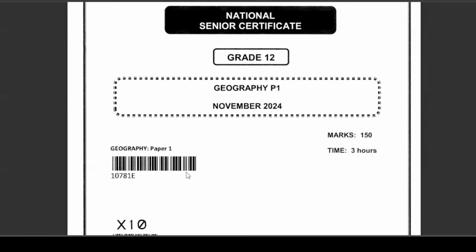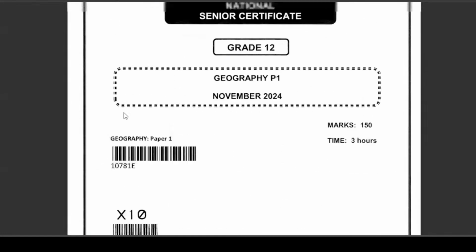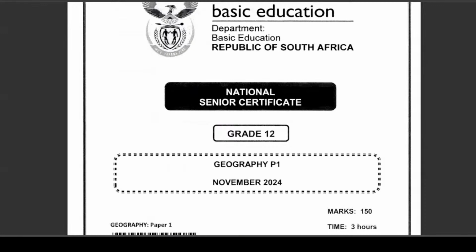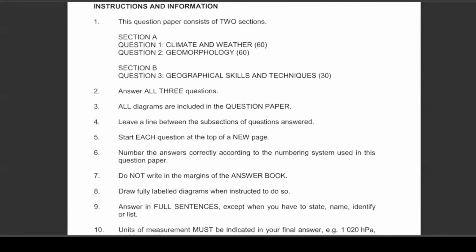As usual, just a reminder of the setup of our papers. The paper is always structured in two sections. Question number 1, which is climate and weather, out of 60 marks. And question number 2, which is geomorphology, which also consists of 60 marks. And the last section will be the section on geographical skills and techniques, which is map work. So basically, that is how the paper is structured. And as usual, you're supposed to answer all the questions in the paper.